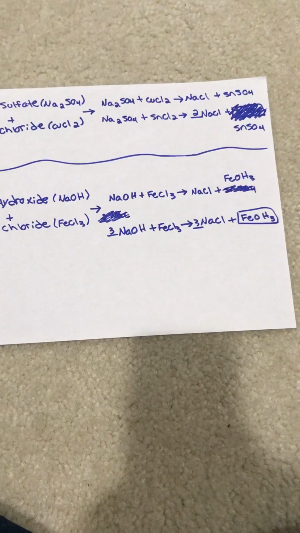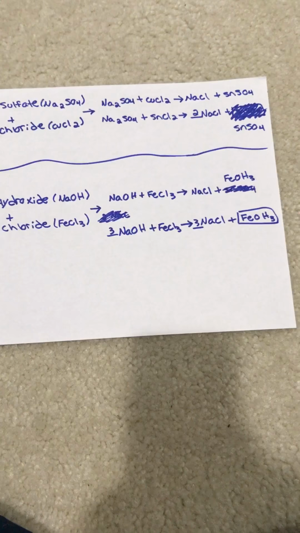Alright, the fourth reaction is sodium sulfate and tin 2 chloride. When we combine Na2SO4 and SnCl2, we get NaCl plus SnSO4. So obviously there's a pattern here. Every one so far has had NaCl, and we know that can't be the precipitate just because salt is dissolved in water. So our products are NaCl and SnSO4. This one did not have a precipitate.